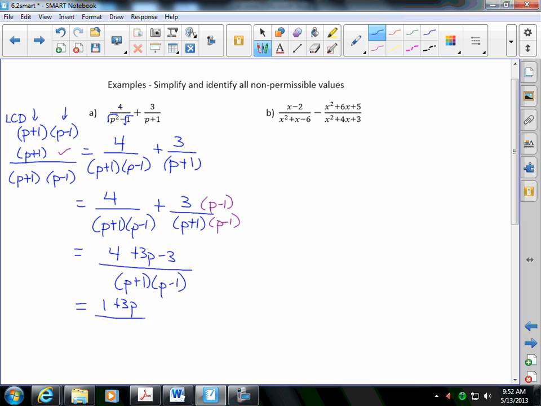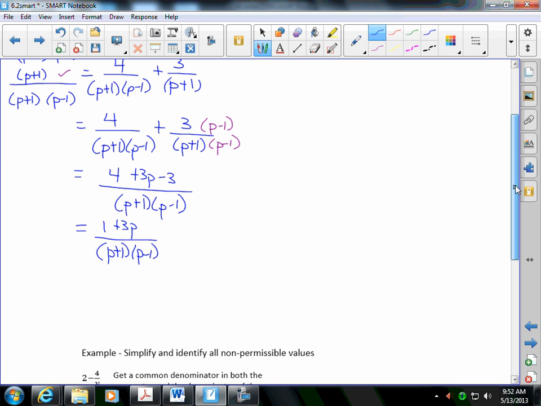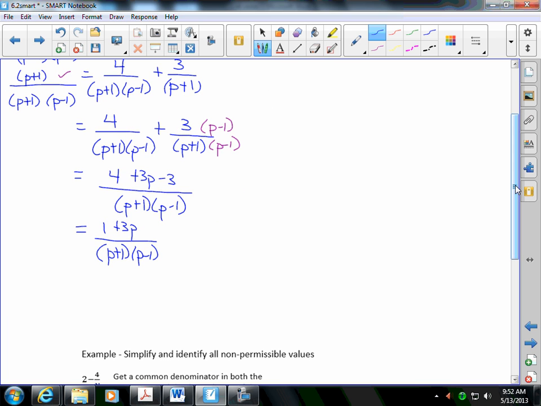And my bottom, p plus 1 times p minus 1. What am I going to cross out? What am I canceling them out with? Doesn't matter. You added an extra p in there somewhere. So I can't cancel anything. I can't GCF anything out of that top one. So that is actually done. This is my answer. The only thing I am missing are my restrictions.